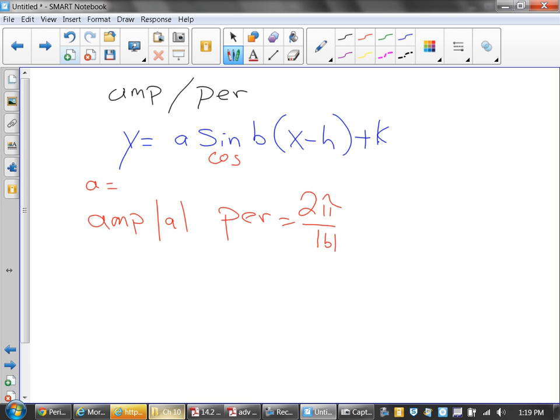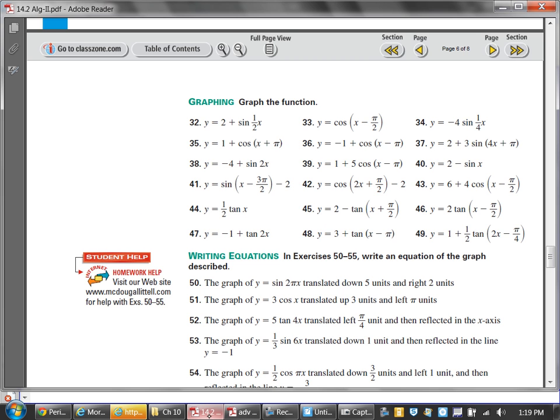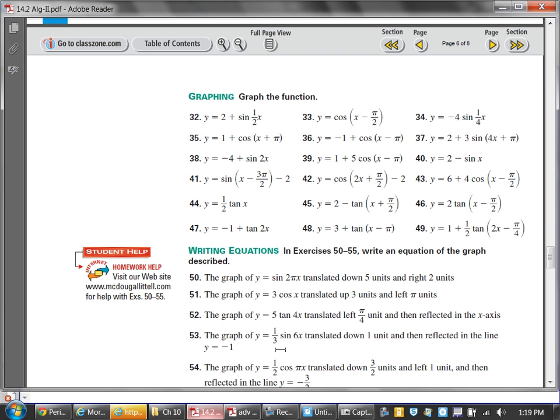So what I'm going to do real quick here is just do a real fast sine or a cosine, and then one tangent, and then I'll continue with the other stuff, okay? Let's see, I'll do a cosine.